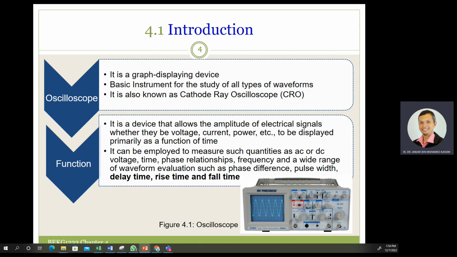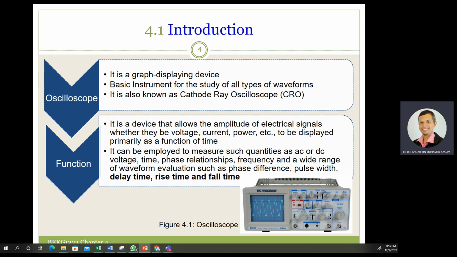First, the introduction: the oscilloscope is a graph display device. I think some of you already know about the oscilloscope, because it is like a TV, but it only shows the graph. Any signal that you touch with the probe connected to the oscilloscope can be shown and displayed on the screen of the oscilloscope. The oscilloscope is the basic instrument for studying all types of waveforms. The oscilloscope can also be known as a cathode ray oscilloscope.